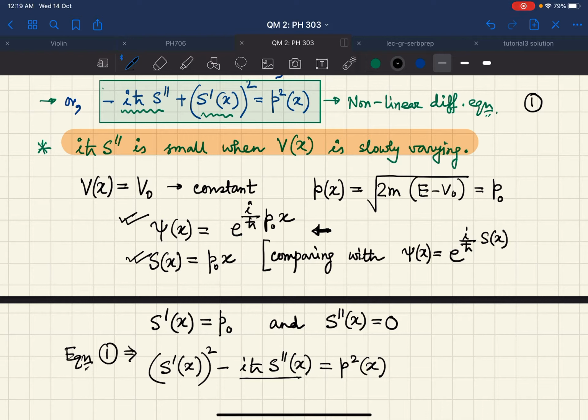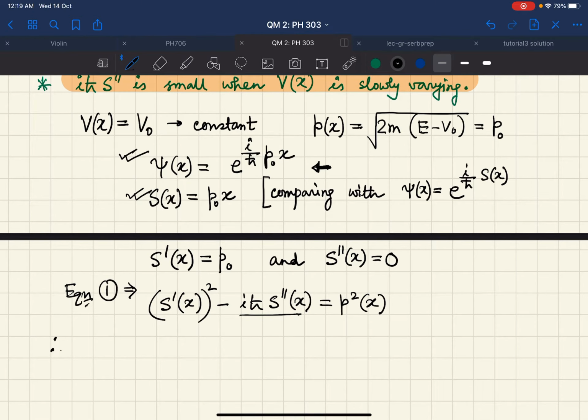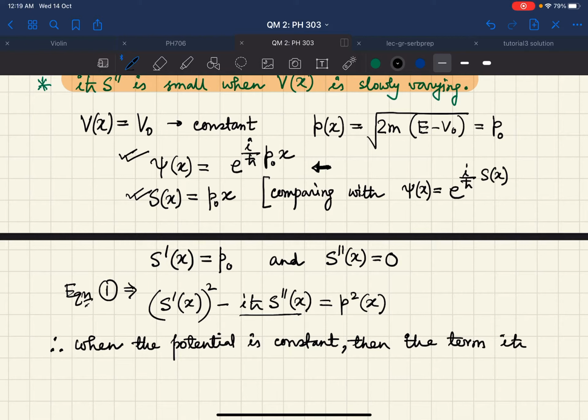So we can clearly claim that when the potential is constant, the term i h bar S double prime plays no role at all. When the potential is constant, then the term i h bar S double prime is 0.